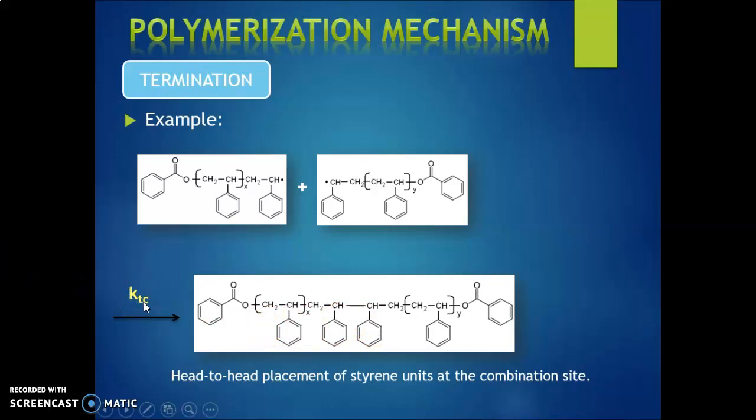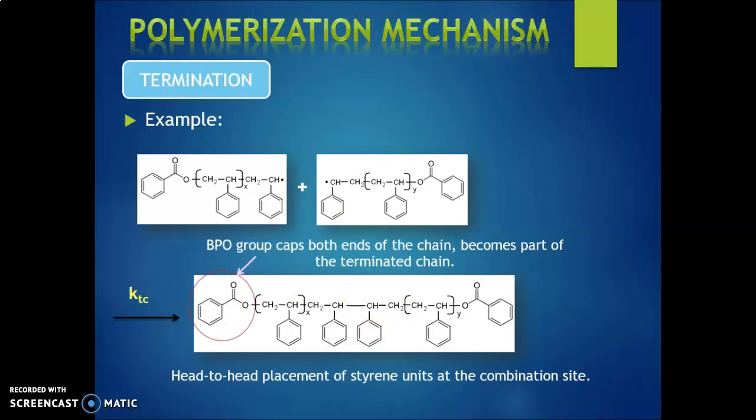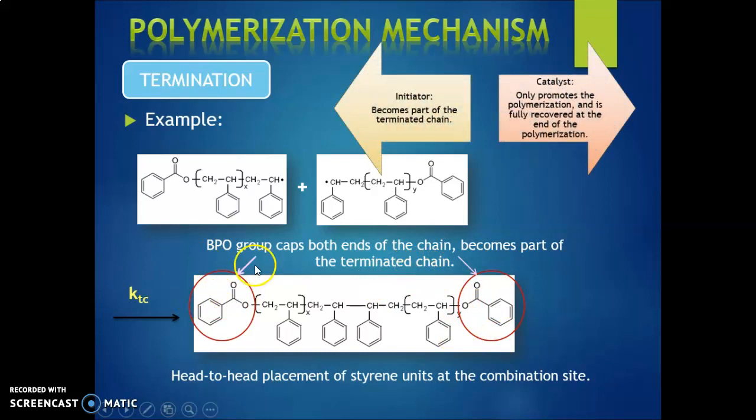So we put the red KTC here. It will produce head-to-head placement of styrene units at the combination. This is the head-to-head. Ini bertemu substituent utama dia, which is styrene, benzene ring. Okay. So, as we can see at the end of the chain, BPO groups cap both ends of the chain and become part of the terminated chain. Only promotes the polymerization and is fully recovered at the end of the polymerization.